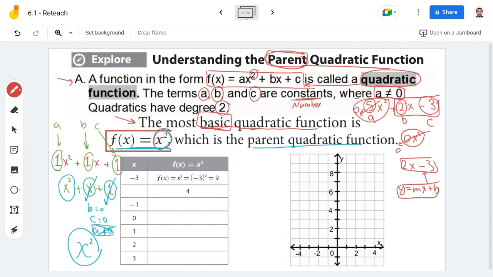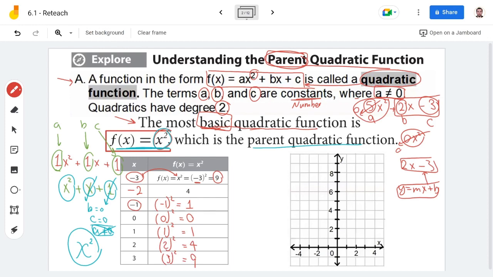Let's pick points. So here is negative 3, negative 2, negative 1, 0, 1, 2, 3. And let's replace them in the function. If we use negative 3 and replace it in x to the power of 2, it will be negative 3 to the power of 2, which equals 9. Same thing with negative 1: negative 1 to the power of 2 equals 1. 0 to the power of 2 equals 0. 1 to the power of 2, 1. 2 to the power of 2, 4. Then 3 to the power of 2, 9.